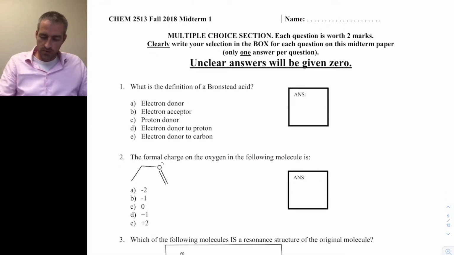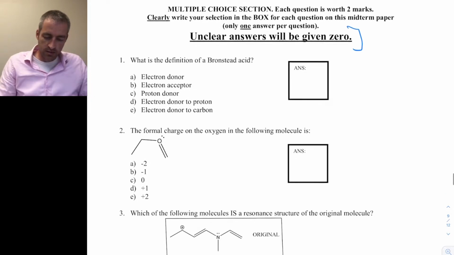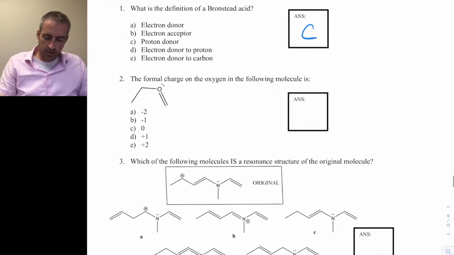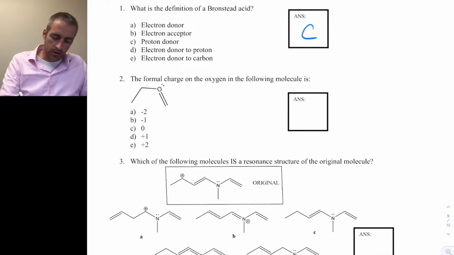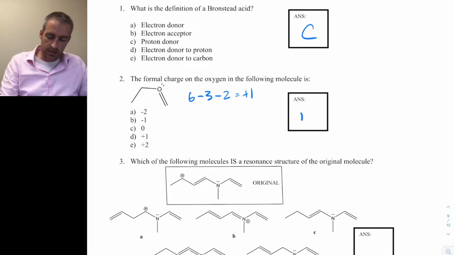Unclear answers will be given 0. Scary. Multiple choice. What is the definition of a Bronsted acid? It's a proton donor. C. Formal charge on the oxygen on the following molecule. How do you find formal charge? You take the number of valence electrons oxygen normally has, subtract the number of bonds, subtract the unshared electrons, and you get +1, which is D.